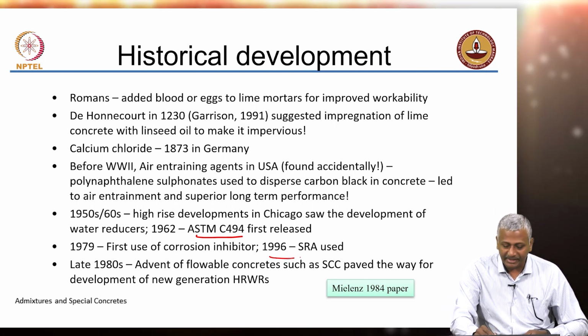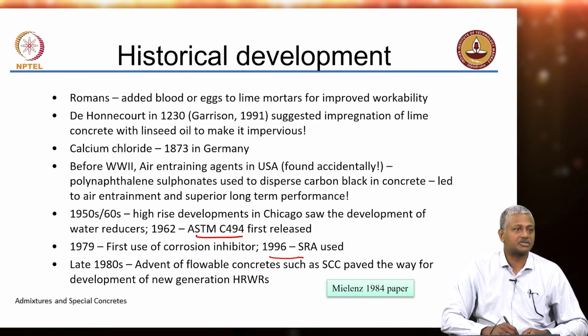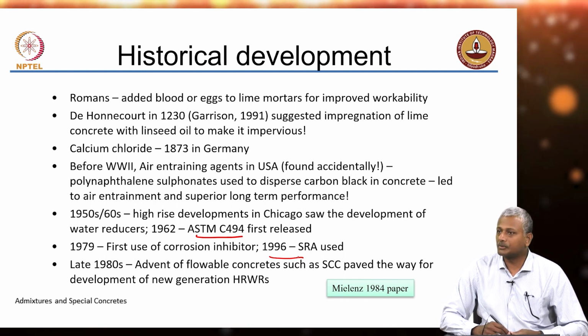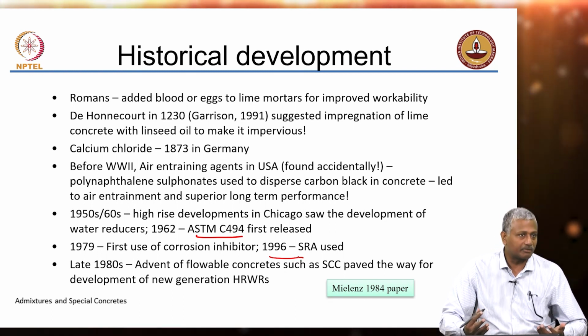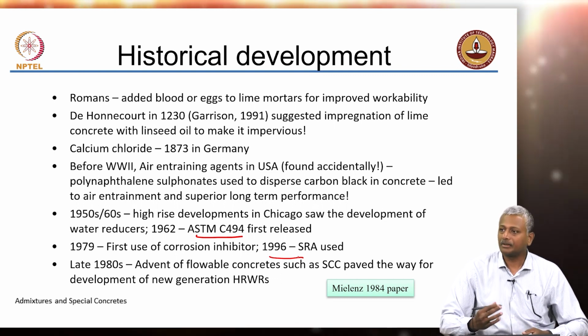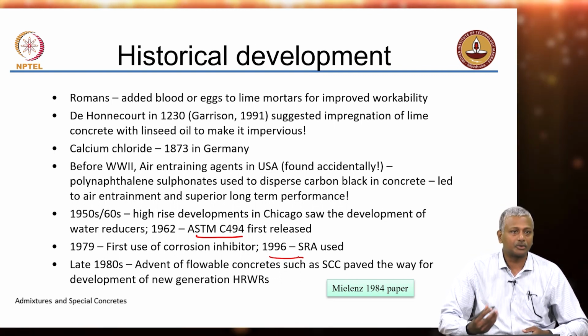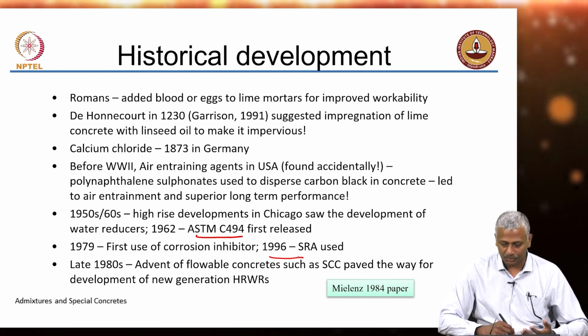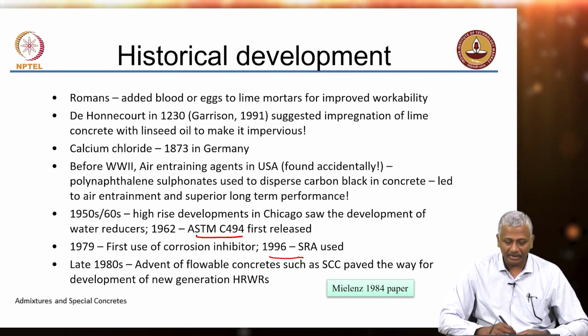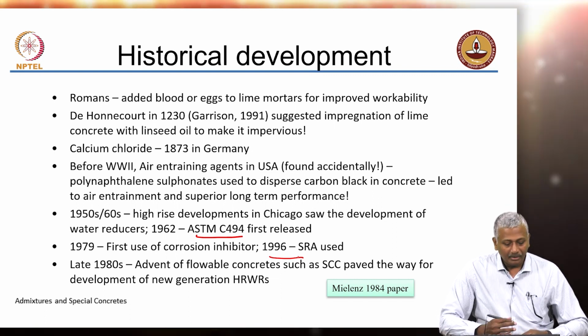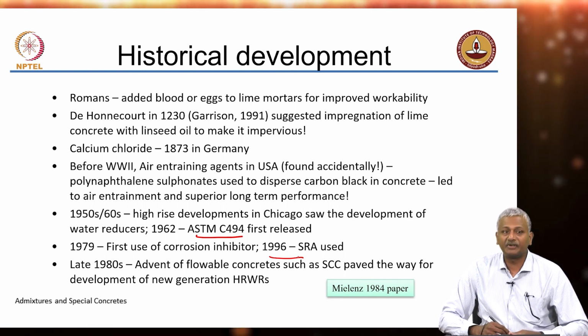And in 1996, the shrinkage reducing admixture started getting used. Now shrinkage is a major problem with concrete, as we discussed earlier. You can add additives to the concrete mixture to take care of shrinkage also, and first use was documented in '96. Late 1980s, there was advent of flowable concrete.